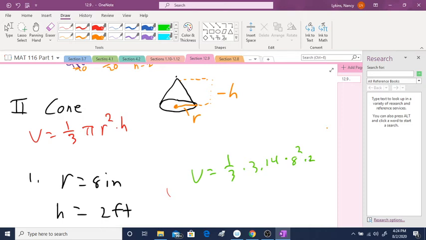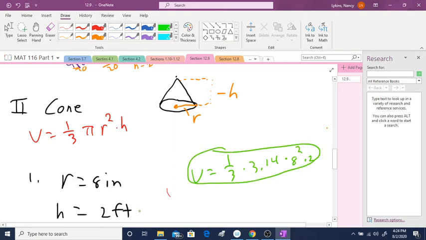Now, I'm doing this on purpose. I'm hoping some of us recognize something. If we do this right here, this would absolutely make no sense. The reason why is because look, you need to look at your units. So if that's 8 inches, your 2 feet would be 24 inches. So we still really would use 1/3 times 3.14, okay, times 8 squared, but then we would use times it by 24.